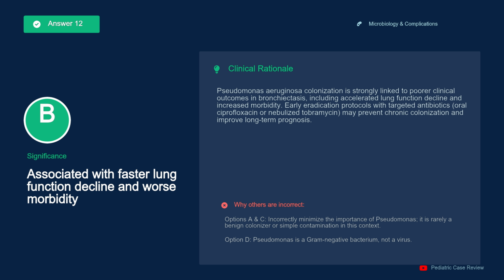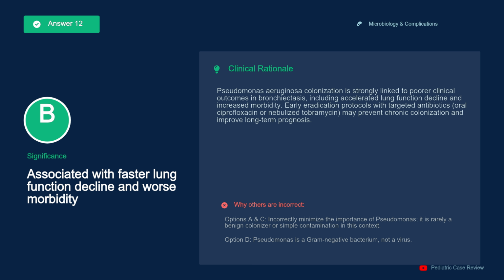Pseudomonas aeruginosa is associated with faster lung function decline and worse morbidity, and eradication should be attempted upon first isolation. Multiple studies demonstrate that Pseudomonas colonization correlates with accelerated disease progression, more frequent exacerbations, greater lung function decline, and worse quality of life in both children and adults with bronchiectasis. First isolation represents an opportunity for eradication before chronic infection establishes. Eradication protocols typically include combination antibiotics, sometimes with inhaled tobramycin.